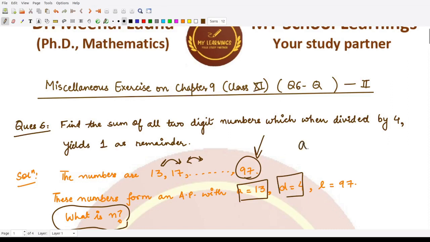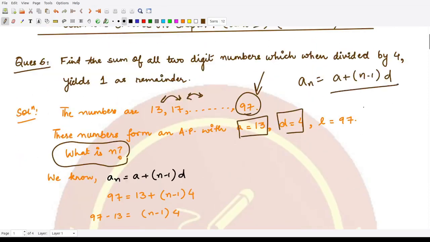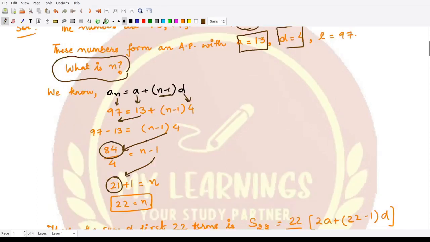The nth term formula is a plus n minus 1 times d. Using this formula, we can substitute the value of an as 97, a as 13, n we have to calculate, and d as 4. So you can shift this 13 to the left hand side, we would have 84. Then you can divide it by 4 so that we would have 21. And then you can add 1 to it so that you would have 22. So your n is 22, which means in total we would have 22 such terms.